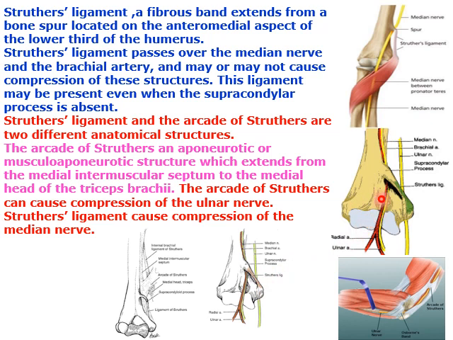So here it is diagrammatically represented, because the median nerve courses along the medial side of the brachial artery because of the presence of the supracondylar process anteromedially. Both neurovascular structures pass beneath the supracondylar spur and the Struthers ligament to which it is attached.